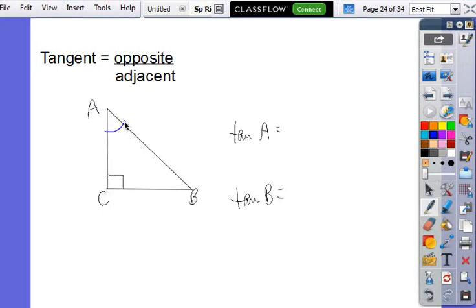Opposite would be CB or BC, over AC, and then adjacent would be AC. I get that then. All right.